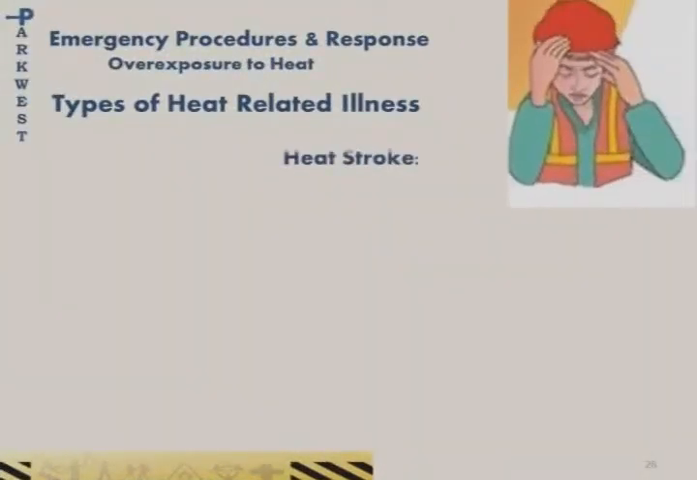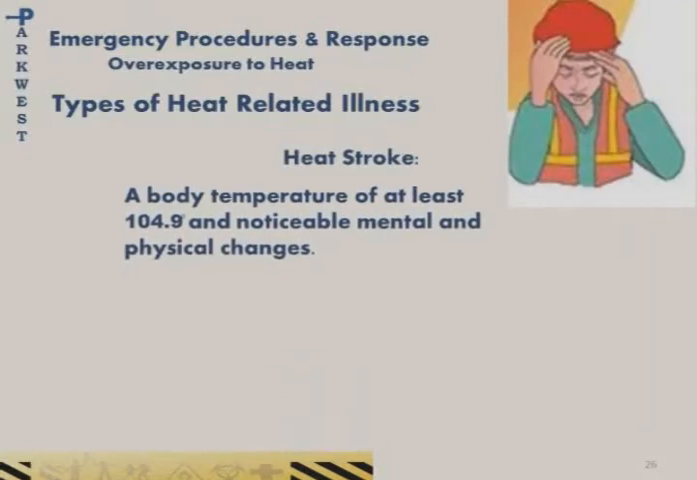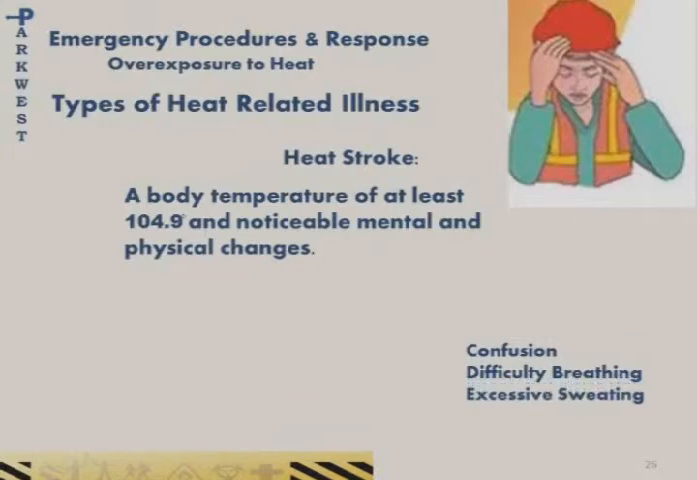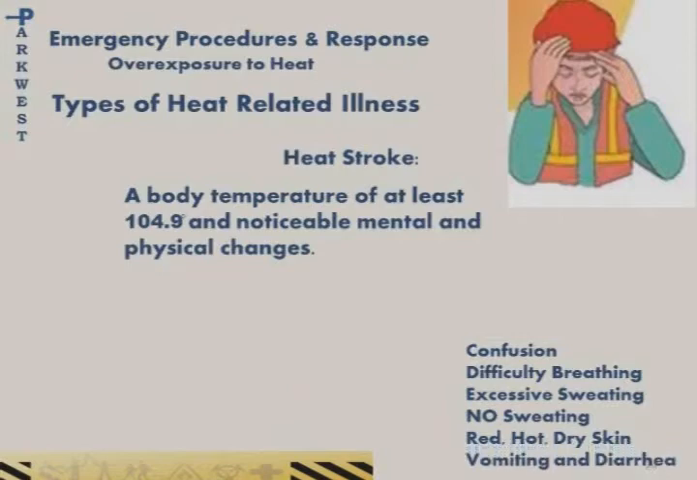Symptoms of heat stroke include a body temperature of at least 104.9 degrees and noticeable mental and physical changes. These changes are characterized by confusion, difficulty breathing, excessive sweating, no sweating, red, hot, dry skin, and vomiting and diarrhea. This is a medical emergency.